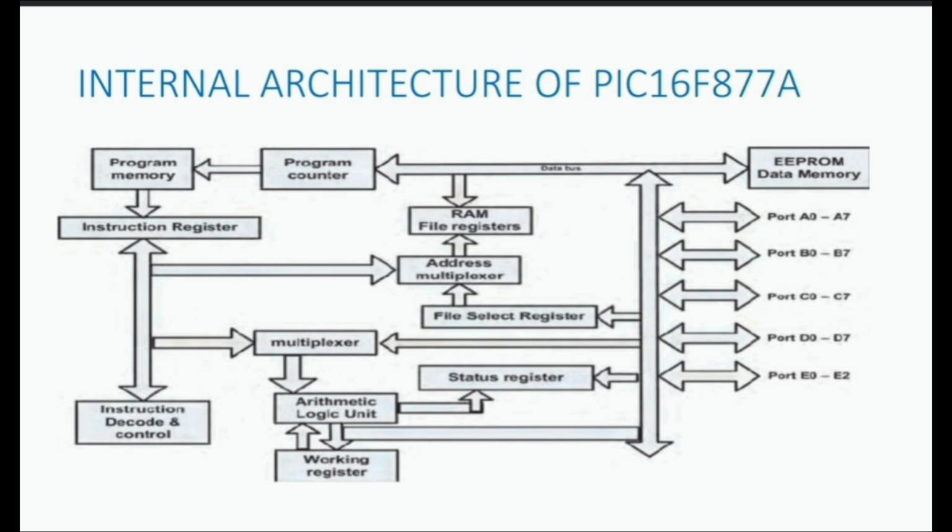The PIC microcontroller uses RAM, known as the file register, to store data during execution and working. Registers perform arithmetic and logical functions. We can see a multiplexer, and the user program is stored in the flash memory, and the status register indicates the status of the microcontroller. And it also has 5 ports: port A, port B, port C, port D, and port E.